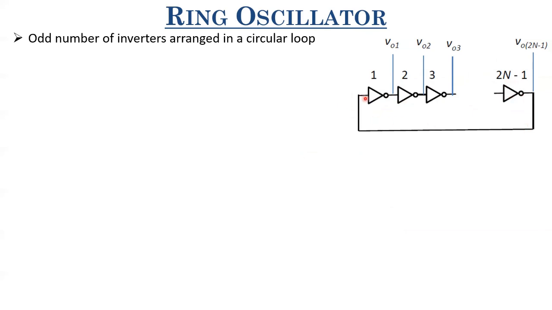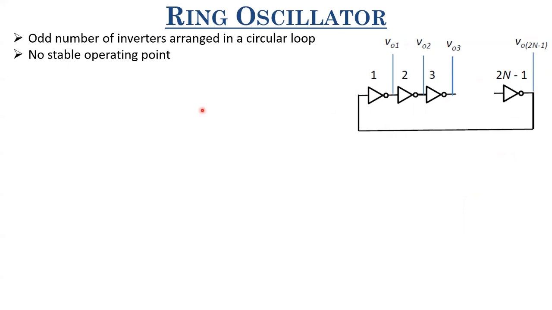Since you have an odd number of inverters, there won't be any stable point. Why? Because with an odd number of inverters, if this is 0, the output will be 1, and then again it will be fed here, and it will be propagated, and then this will become 0. So it oscillates between 1 and 0 continuously. It's like an oscillator, and it has no stable operating point, right? It cannot be stable at one point.